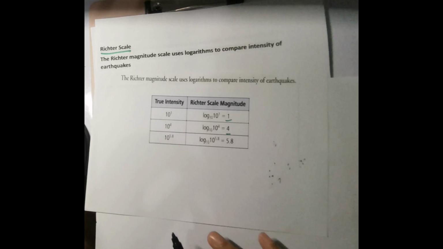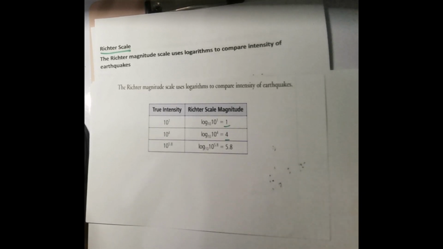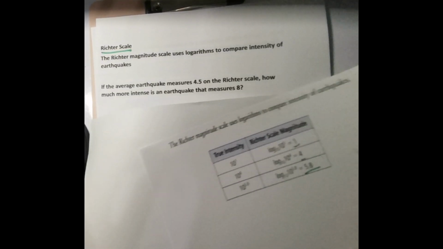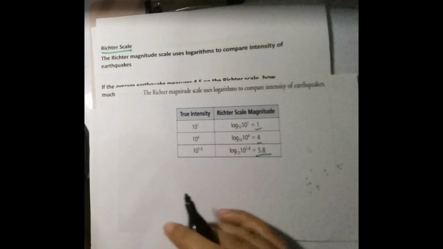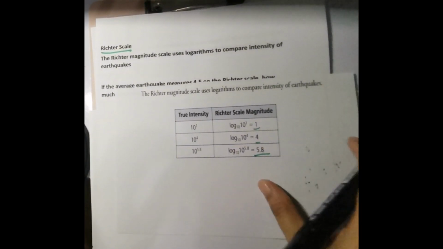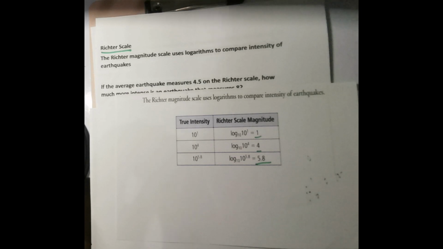For the last true intensity, we will have 10 raised to 5.8. In the Richter scale magnitude, we will have log base 10 of 10 raised to 5.8 is equal to 5.8. So an earthquake of magnitude 2 is actually 10 times more intense than an earthquake of magnitude 1. So the difference between the magnitudes can be used to determine the difference in intensity.